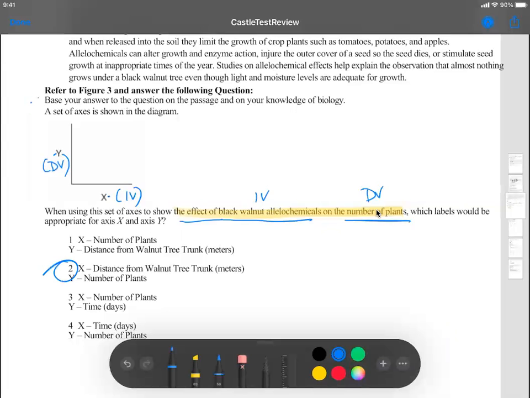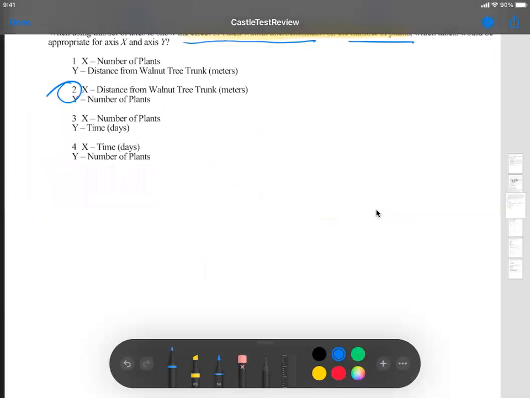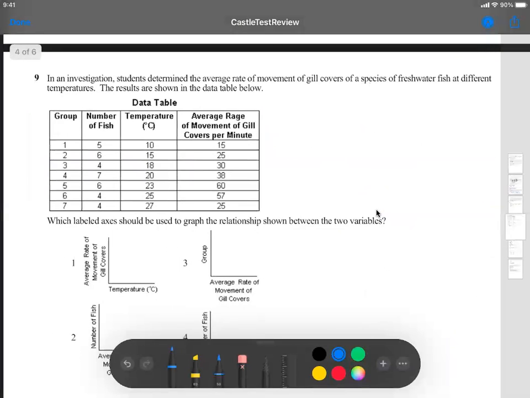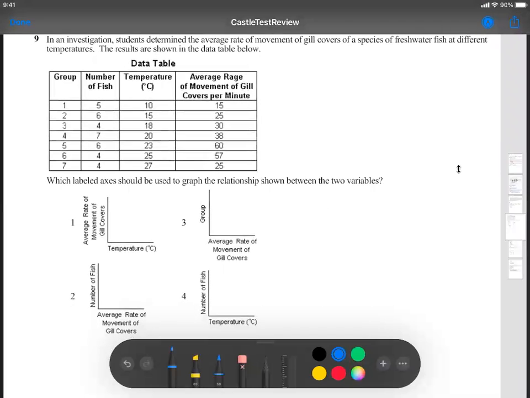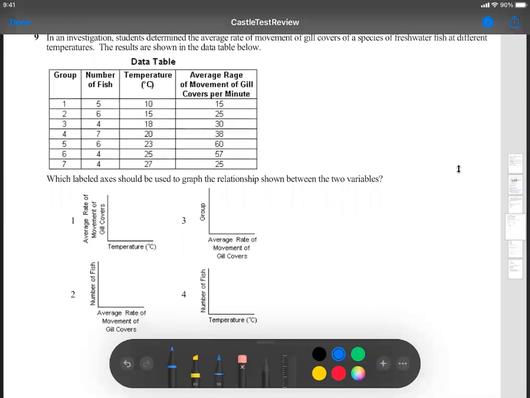Thanks, Baylin. All right, moving on to number 9. In an investigation, students determine the average rate of movement of gill covers of a species of freshwater fish at different temperatures. The results are shown in the data table below. Which labeled axes should be used to graph the relationship shown between the two variables? Show me what you got in 3, 2, and 1. All right, can I hear from Crystal for this one, please?